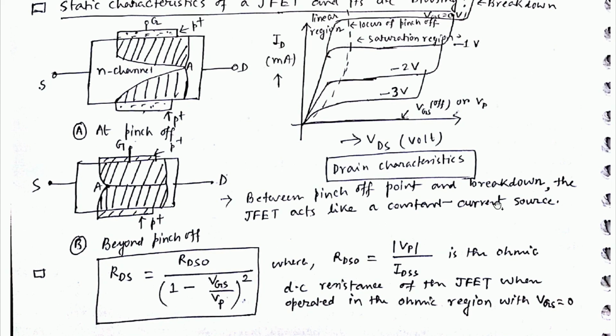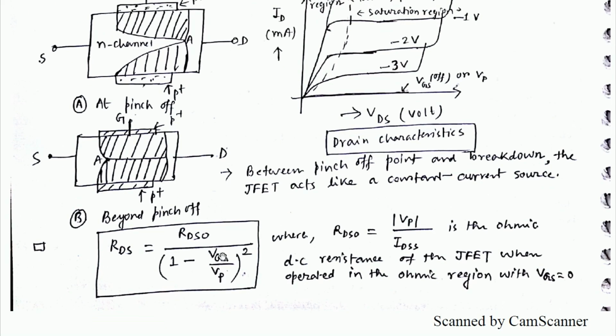Between pinch off point and breakdown, the JFET acts like a constant current source. Look, this current is constant, that's why it is called a constant current source. RDS equals RDSO divided by 1 minus VGS by VP whole square. RDSO equals VP by IDSS, the ohmic DC resistance of the JFET when operated in the ohmic region with VGS equal to 0.